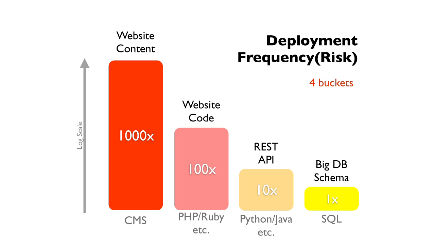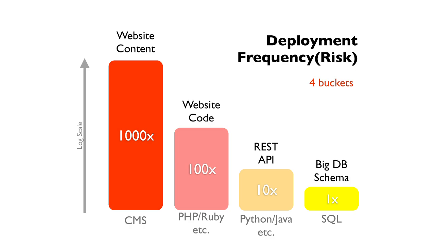But we don't deploy everything at the same frequency. So here is a logarithmic scale of how frequently we deploy different parts of our system. So for example, for every single schema change, we might do 10 API deployments, which includes PHP and Python code modifications, for example. And for every 10 of those, we might do actually 100 website front-end code changes, because they are a lot lower risk than the API changes. And for 100 of those, we might do 1,000 content changes on the website itself, because that's very low risk.